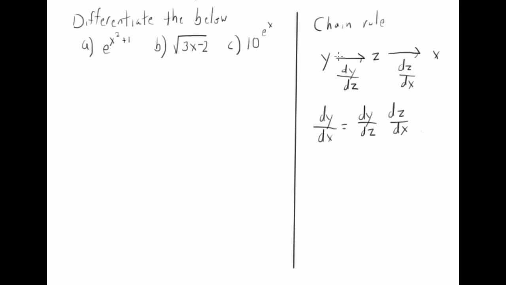Now, what we'll always do is we'll talk about each of these functions where we're breaking it up as y is a function of z, z is a function of x, and to find dy/dx, we'll take dy/dz times dz/dx. So let me show you how we're going to do this.